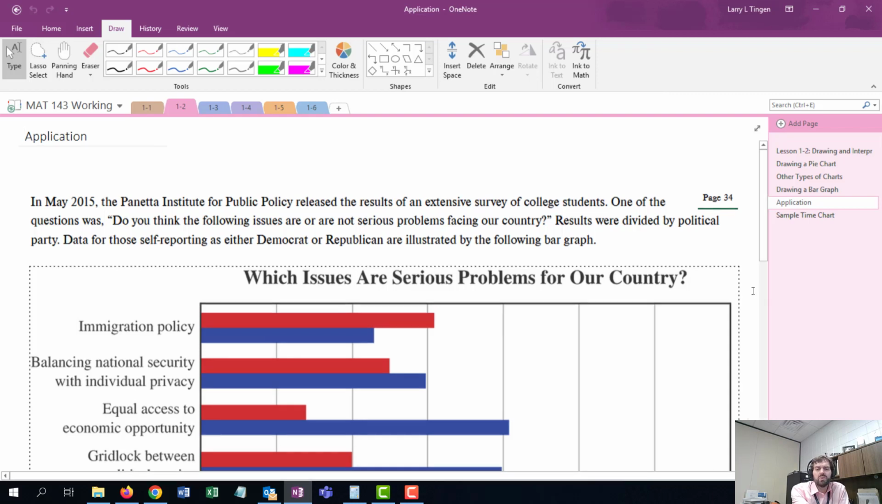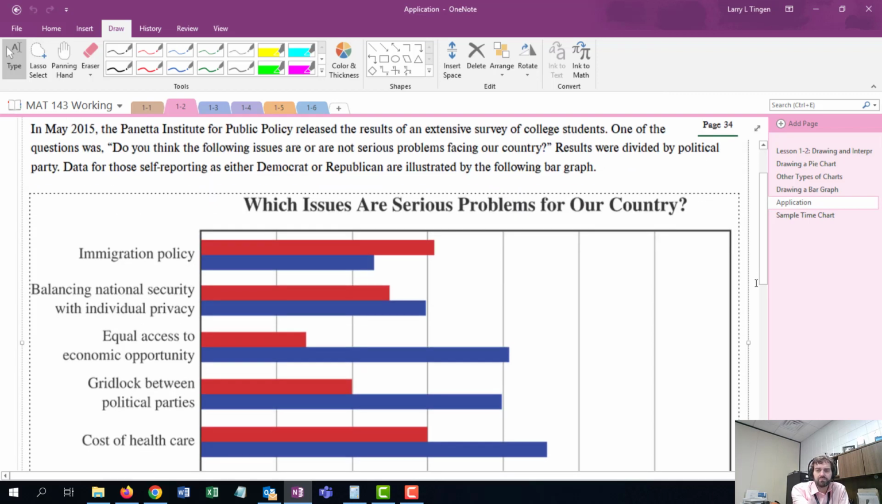So next we have an application problem. Again, surveys taken in 2015, 2016, and May 2015. That Institute for Public Policy released these surveys of college students. One of the questions was, do you think the following issues are or are not serious problems facing our country? Results were divided along political party, and data for those self-reporting as either Democrat or Republican are illustrated with the bar graph.